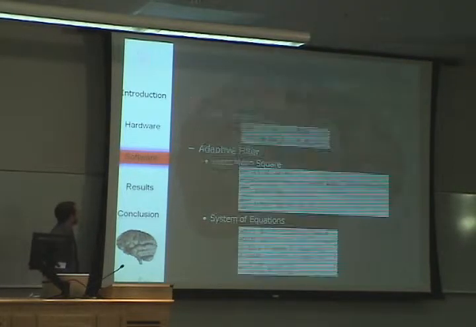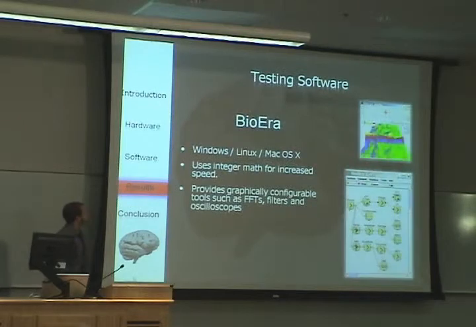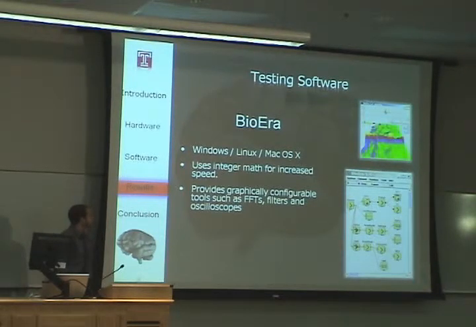Or we could go ahead and keep working on the software that Jesse talked about. We needed a tool to calibrate and test our hardware. We chose to use the open source software package called Era, which is available for Windows, Linux, and Mac OS X operating systems. It uses intermap for increased speed and has tools such as fast Fourier transform, filters, oscilloscope, things like that.